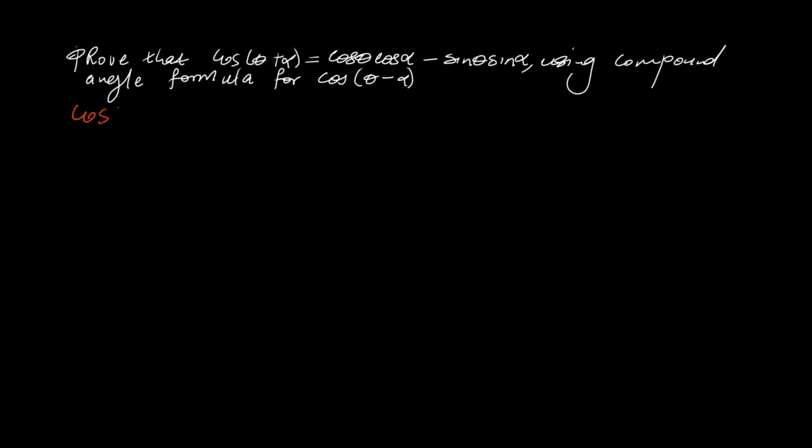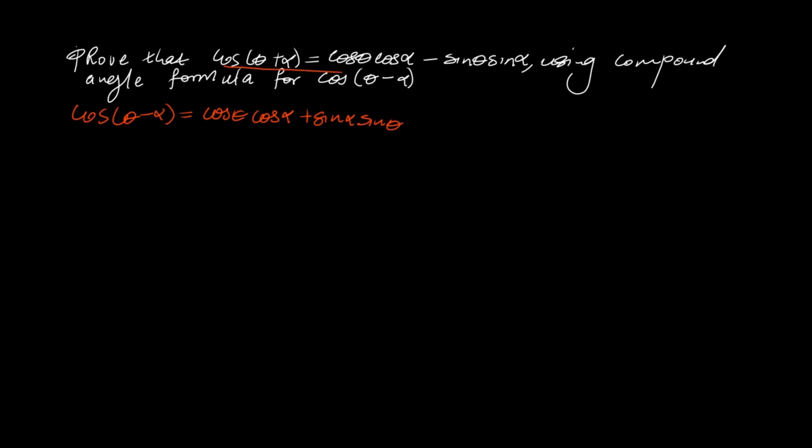cos(theta minus alpha) is the same as cos theta cos alpha plus, if in between the angles it's negative, then this will be plus, sin alpha sin theta. So now let's check from here.